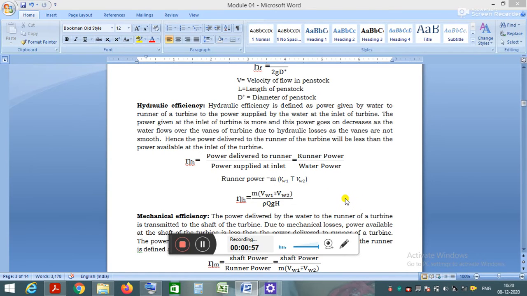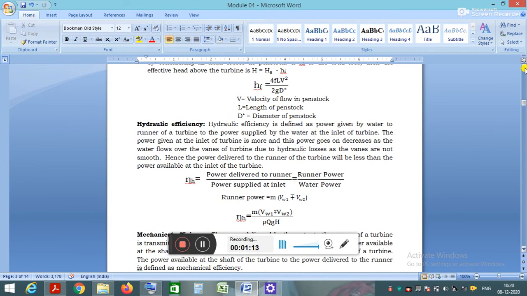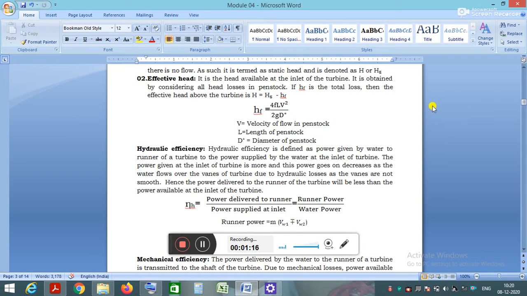Today we are going to discuss the different efficiencies in the case of a hydroelectric power plant and how the Pelton wheel works. The first topic that we are discussing today is the efficiencies. The first one is the hydraulic efficiency.